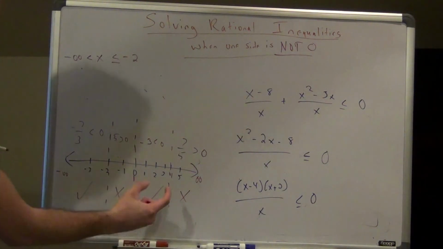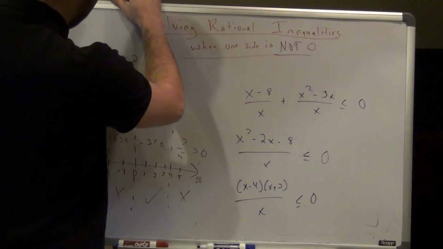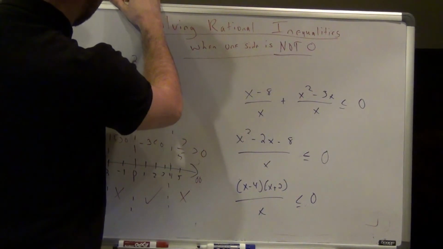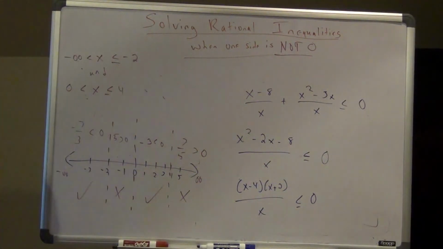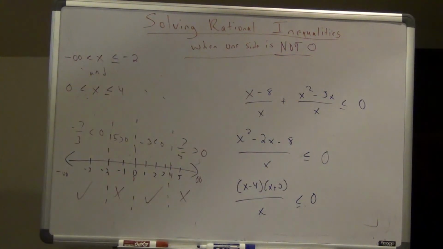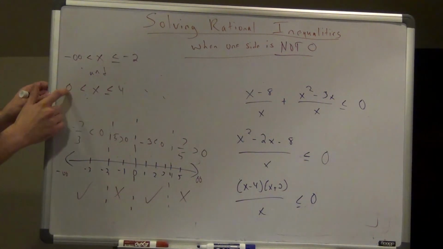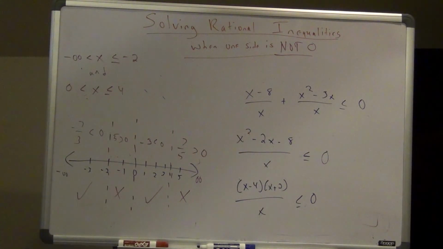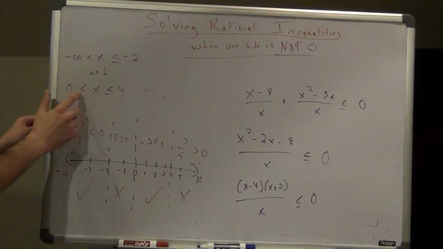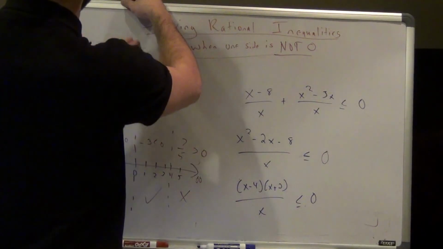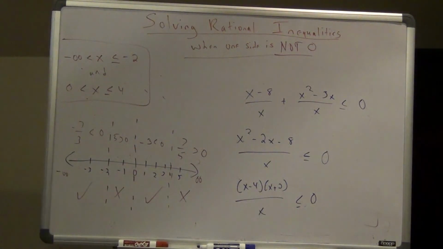And there's another region from 0 to 4, right? And x is greater than 0 and less than or equal to 4. Now again, why is it less than or equal to 4? Because 4 you can plug in. 4 is not going to give you a 0 denominator, but if I plug in 0, it's going to make the expression undefined. So that's why it's greater than 0 but less than or equal to 4. All right, there's my answer to that. So there they are. So there's two problems when one side is not 0.